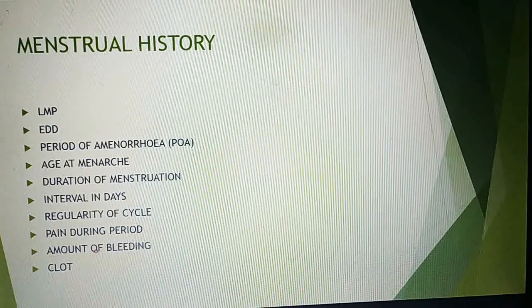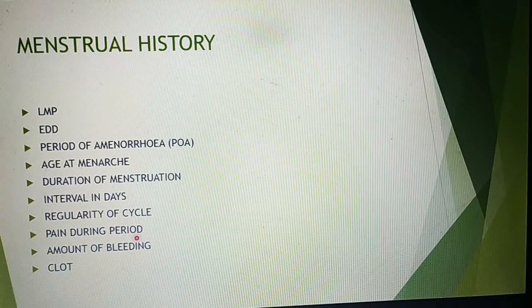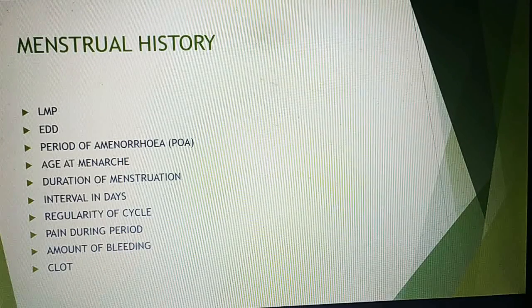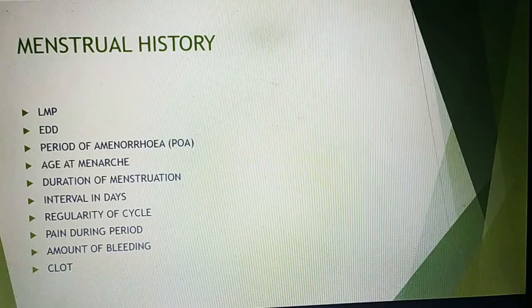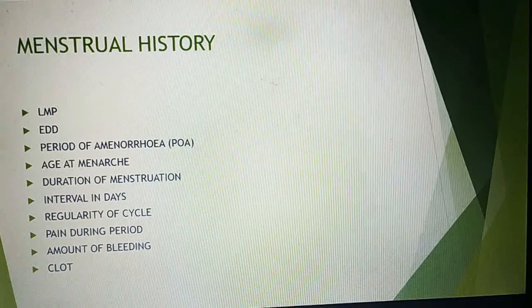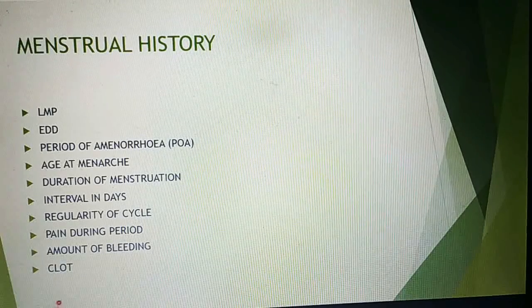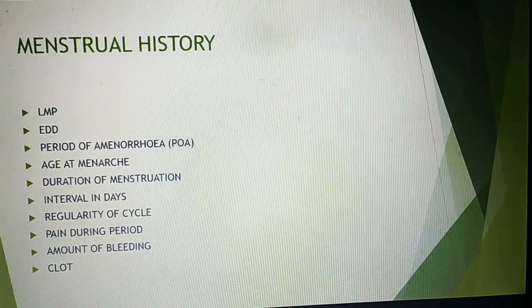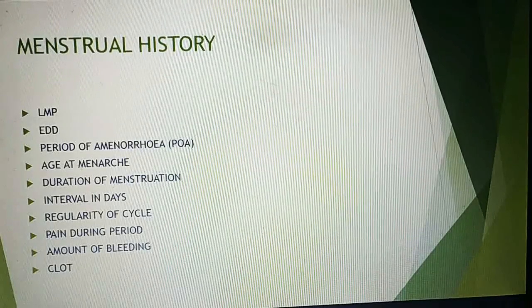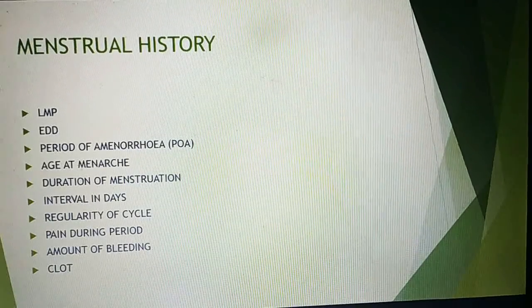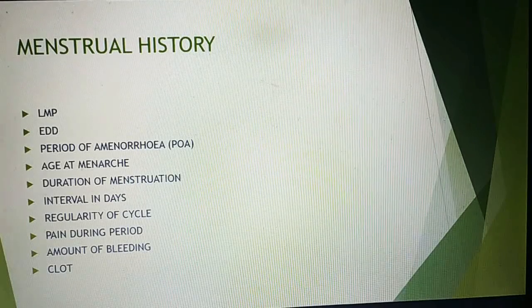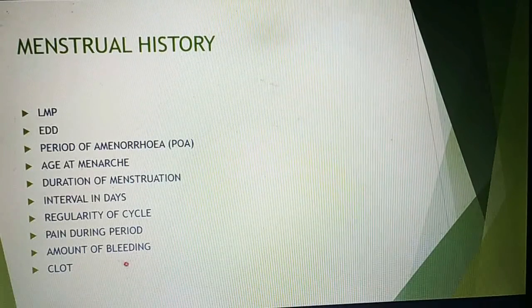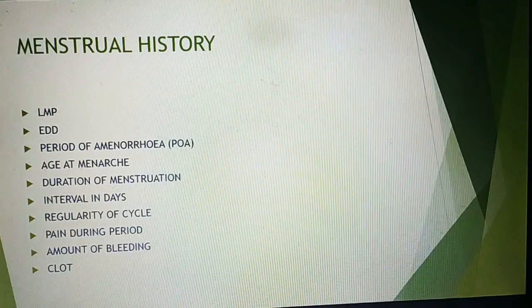You should mention pain during menstruation or any history of dysmenorrhea. Amount of bleeding, is it moderate or heavy? Next, any clot, is there presence of any clot in the menstrual blood or not? Presence of any occasional clot or not? Any foul smell discharge present or not? These are the things you should record in menstrual history. Amount of bleeding can be assessed by number of pads used per day.